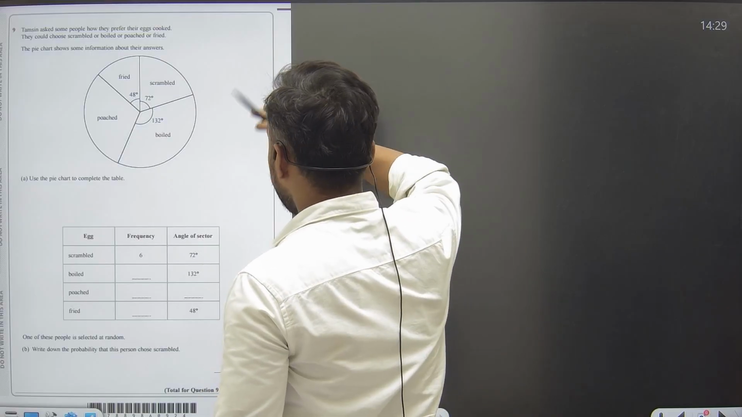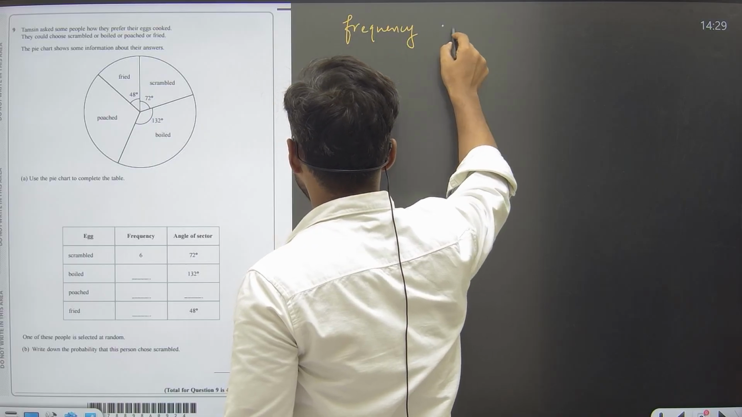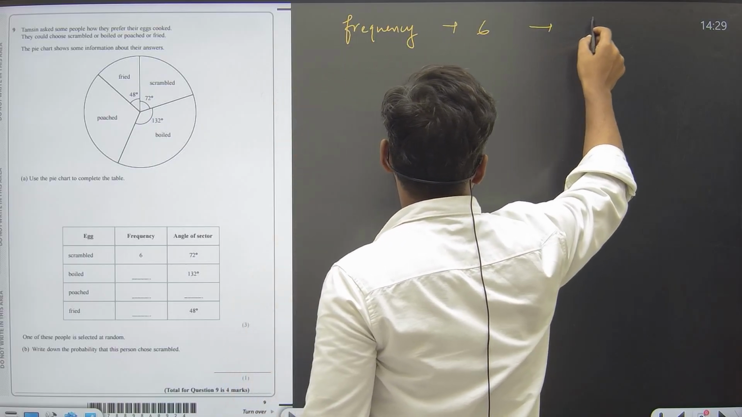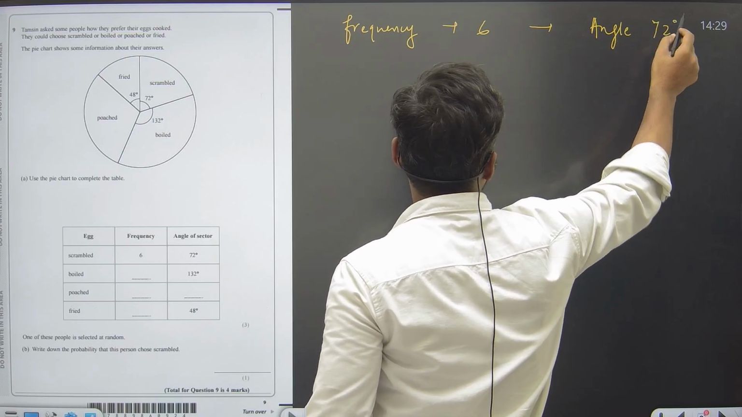For scrambled, the frequency was 6, and the angle it was making was 72 degrees.